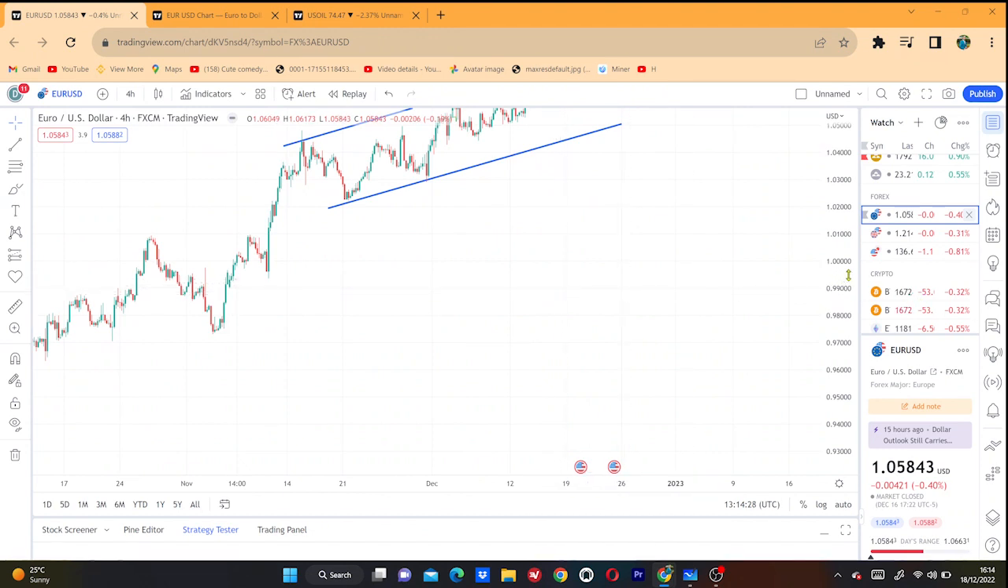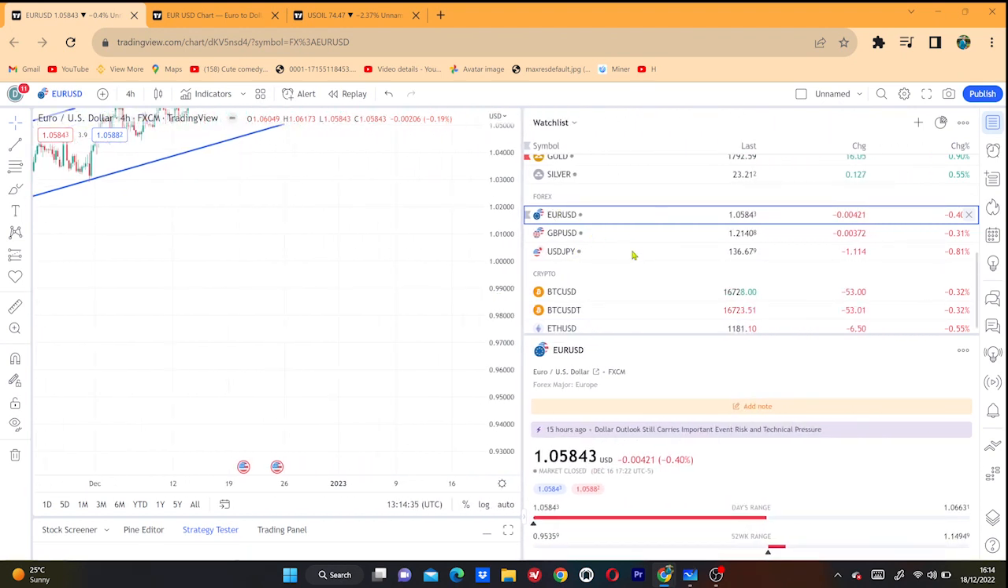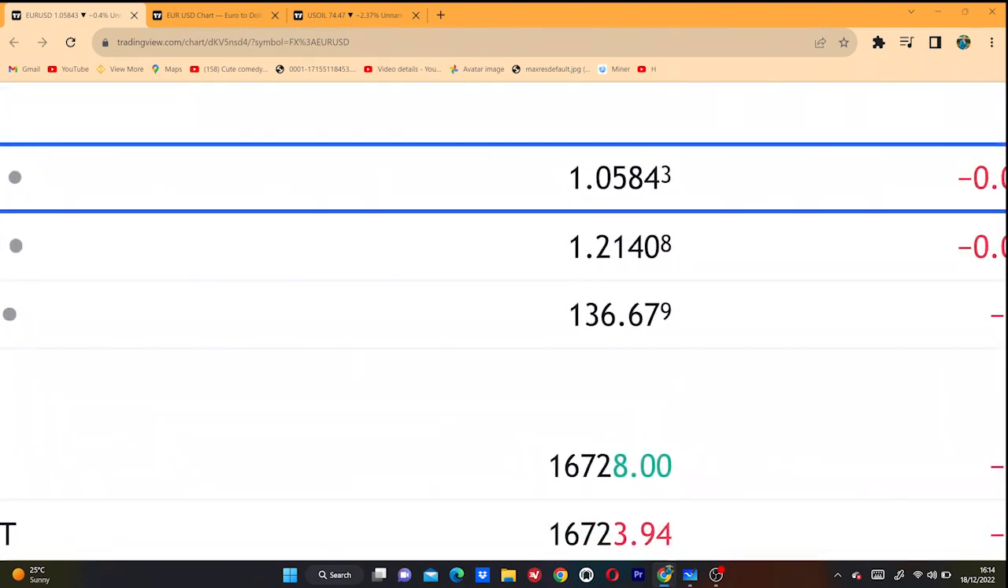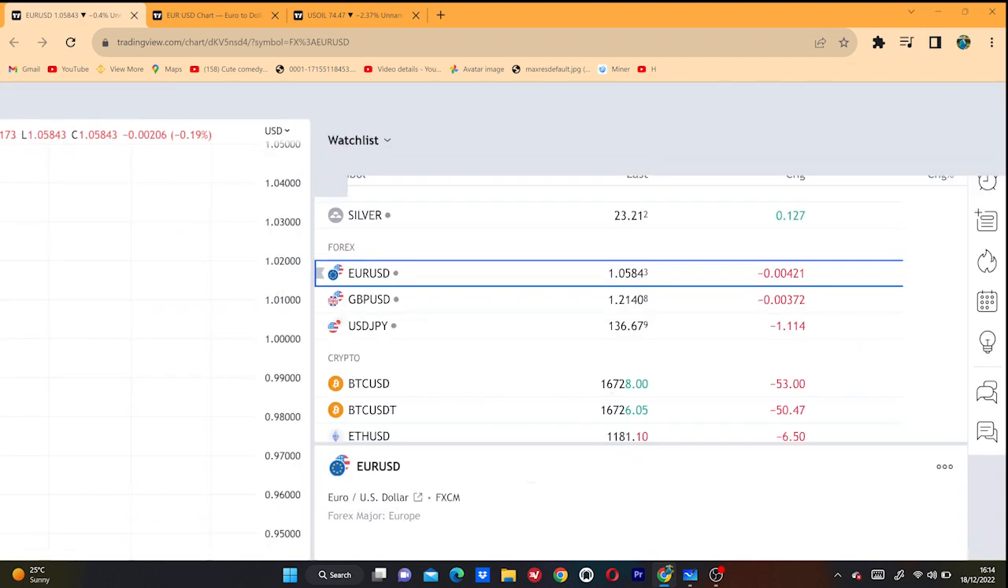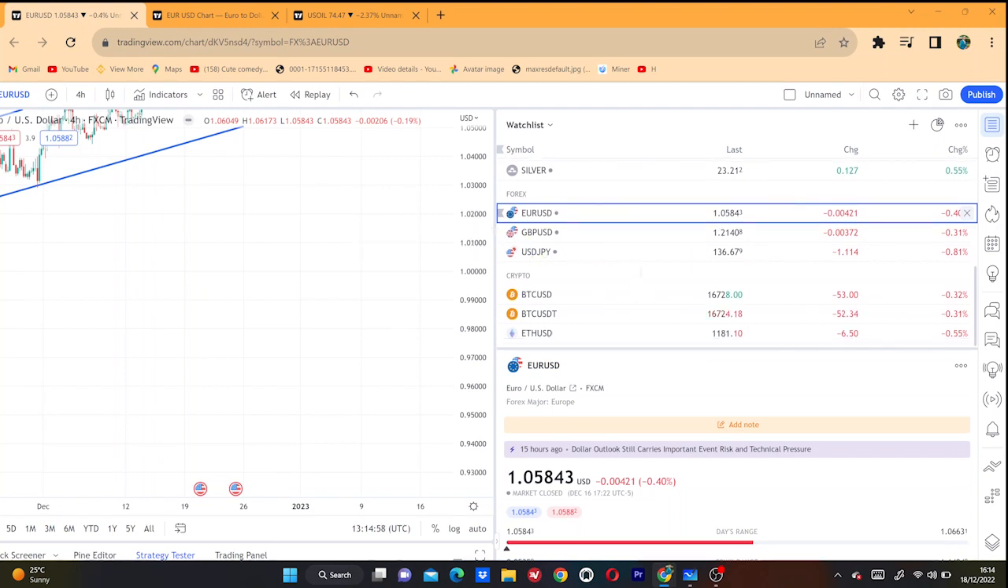Now on the right side, you can see we have different currencies, and you can see we have Euro USD. But there's something you will notice here: when we talk about the Euro USD, we have this digit 1.05843. Today is a weekend, so Euro USD, GBP USD, all this forex market is closed. But you can see crypto is running here.